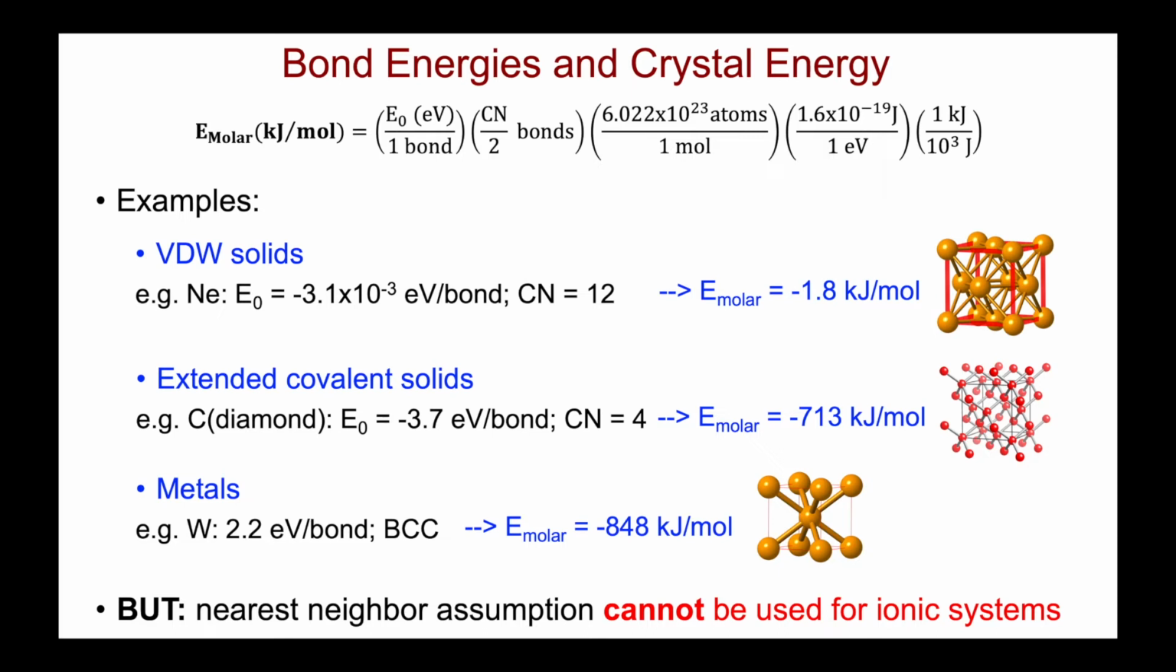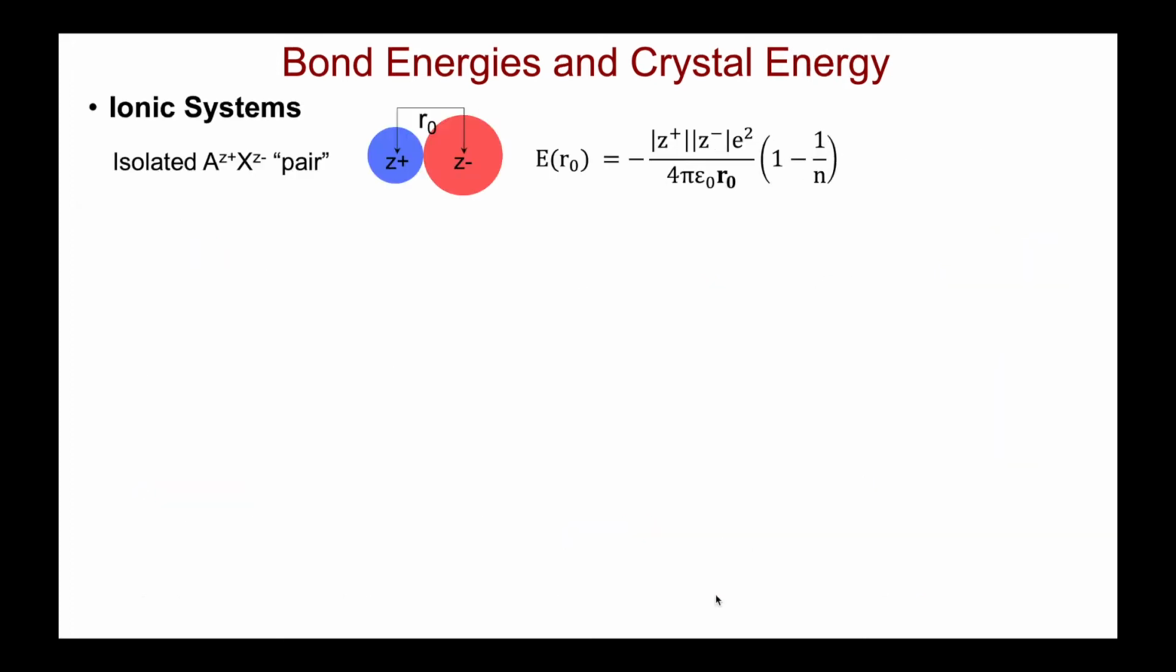But let us note, in all of these examples, we've made one major assumption. We're ignoring any atom-atom interactions beyond the nearest neighbors. In fact, for extended covalent solids and metals, that assumption starts to break down. But the assumption is totally impossible for ionic systems. We now turn to ionic systems.